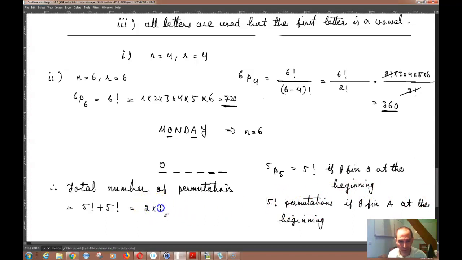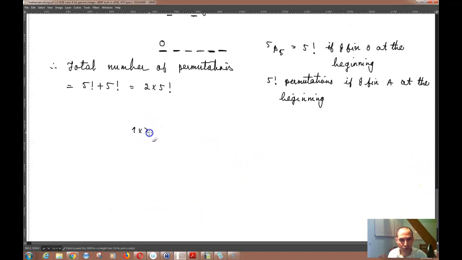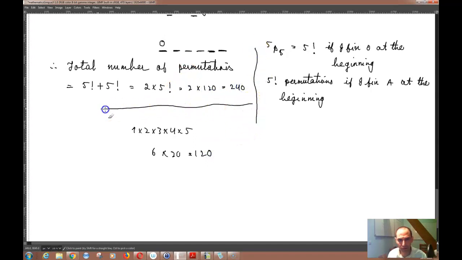So that's 2 times 5 factorial, and 5 factorial is the same thing as 1 times 2 times 3 times 4 times 5, which is the same thing as 6 times 20, which is equal to 120. So that's 2 times 120, which is equal to 240, which is the right answer, right? So that's number 9.